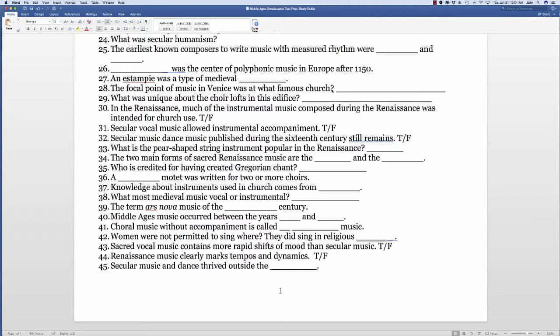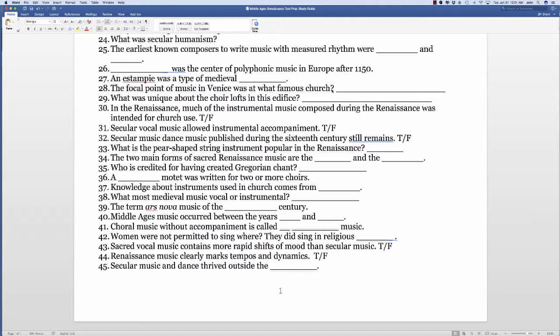Number 30, much of the instrumental music composed during the Renaissance was intended for church use. Well, let's think about that for a minute. Renaissance was the golden age of a cappella music, and the church really did not use instrumentation. So number 30 is actually false.